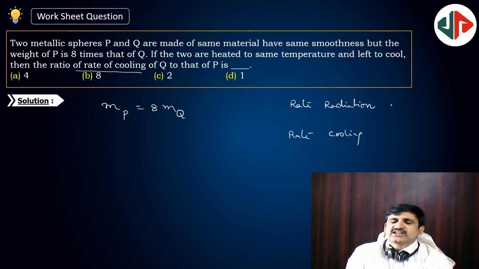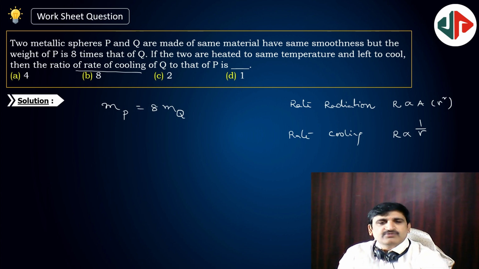Rate of radiation is proportional to area. That means R square you can write. Rate of cooling is proportional to area by mass. So R square by R cube, that is equal to 1 by R. Rate of cooling is proportional to 1 by R. So these two must be considered very carefully, otherwise we are going to face a lot of problems.